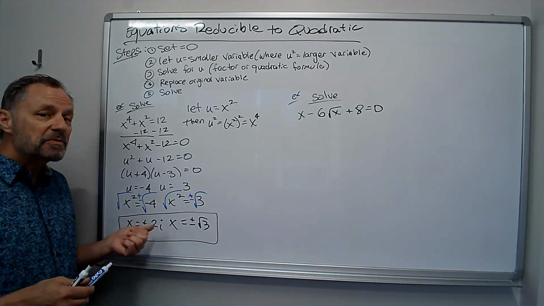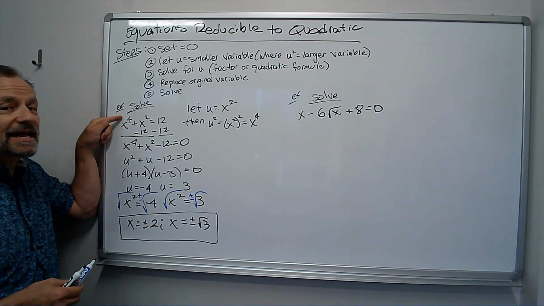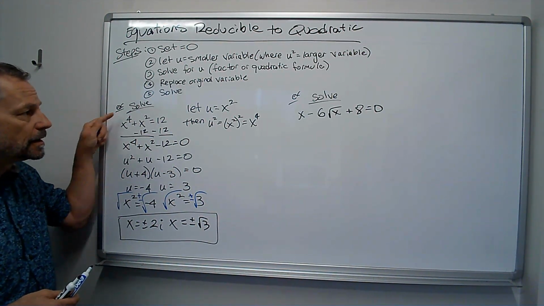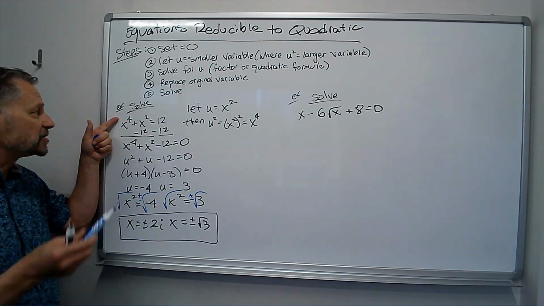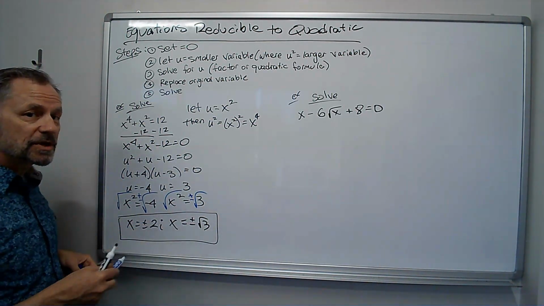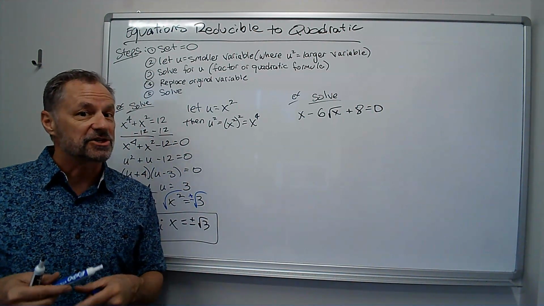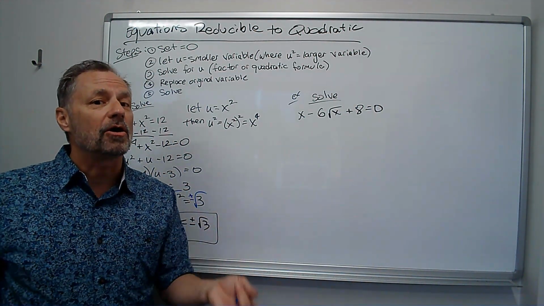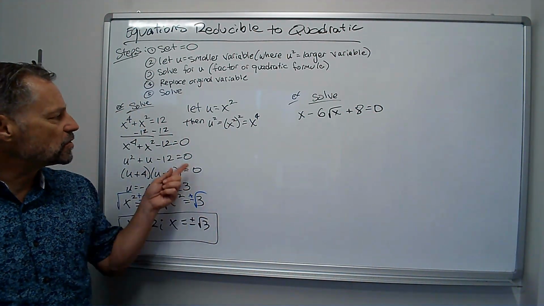And I shouldn't be surprised I get 4 answers because I had an x to the 4th power. We'll see later in college algebra that the highest power is the number of answers you can get. In fact, you get that number of answers. They might all not be different answers, though. Okay, so that was one.